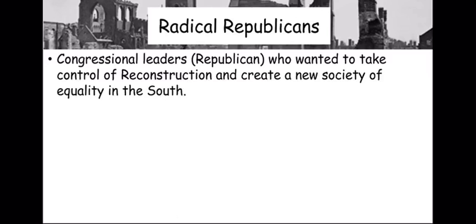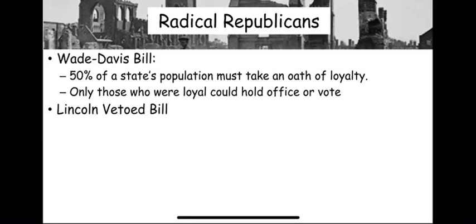And so they wanted to take control of Reconstruction and create a new society that presents itself as equality with equal representation and equal opportunities for all people in the South. So, I mean, that's a good idea, but at the same time, it kind of is poor in execution. So we'll see why it was poor in execution.